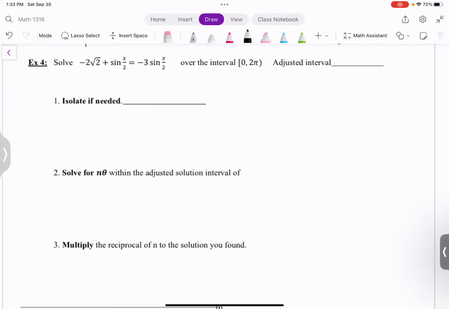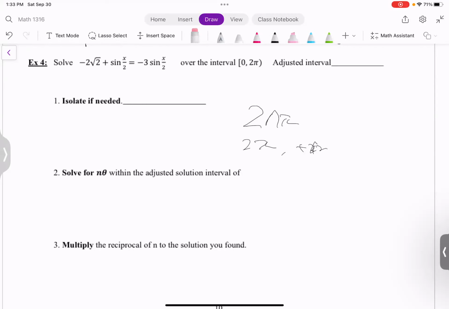Next example, oh, we have a fence again. We have bounds again. You see 0 to 2 pi. That means I can not only add 2n pi, I'm trying to add 2 pi or add 4 pi. Okay, let's see. How to solve this one?